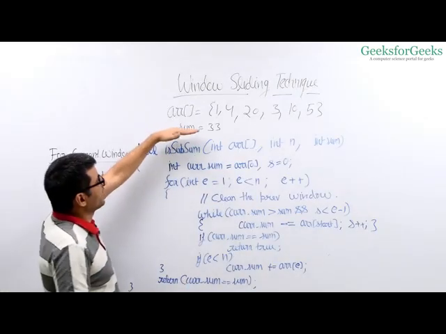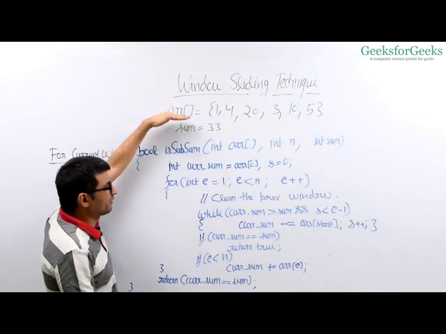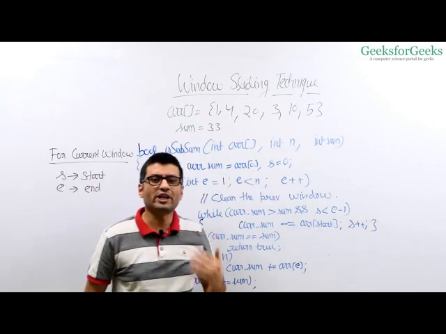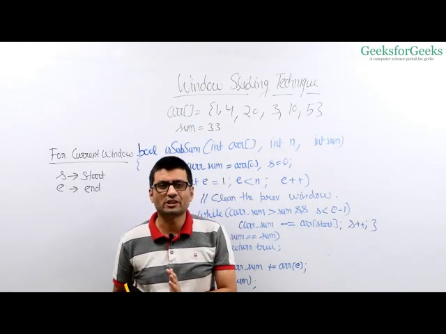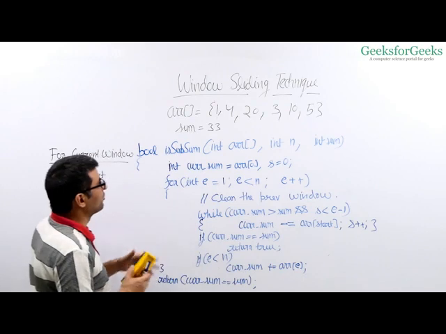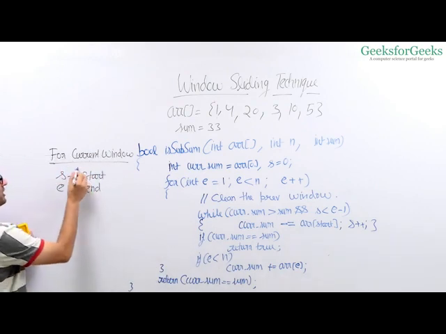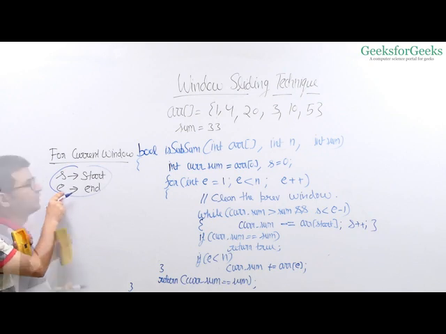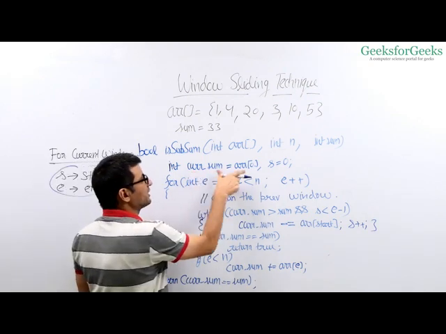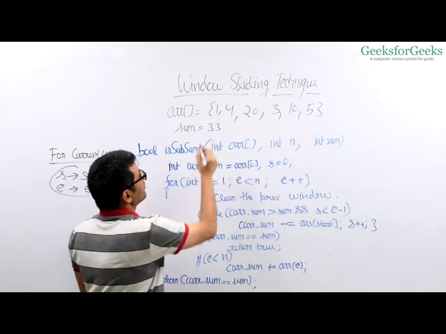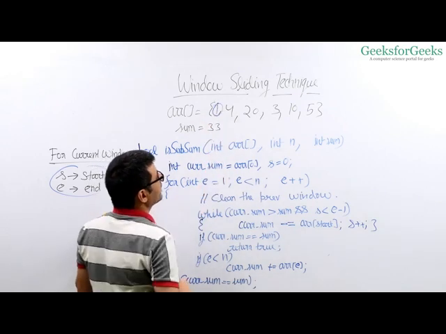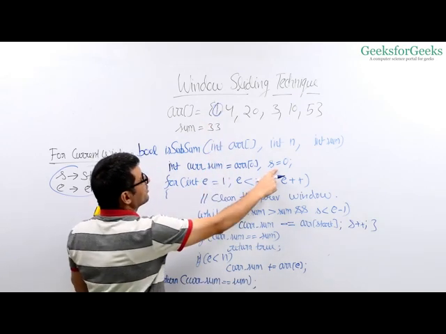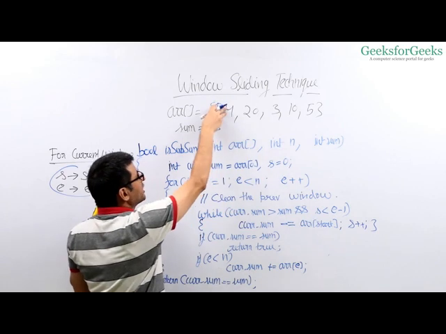Let us now take a look at the implementation of big O of n solution of window sliding technique for a subarray sum problem. What we do is we maintain two variables, start and end. Start is start of current window, end is end of current window. We initialize the current window sum as first element. So our current window is having only this element, right? So we initialize the start as 0 and the end is also this element, right?